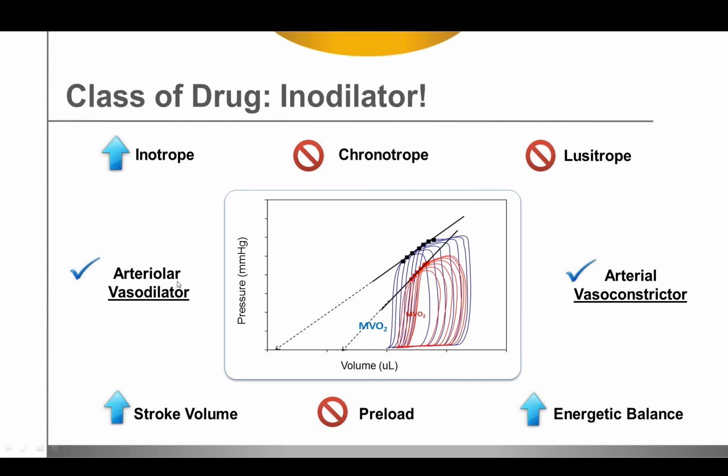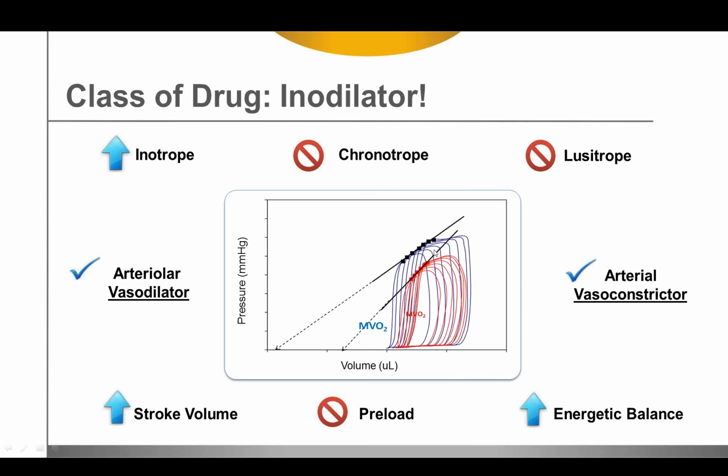there was arteriolar dilatation because we can calculate that quite easily from the ratio of arterial pressure to cardiac output or stroke volume. We know that there's arteriolar constriction for reasons that we'll show you shortly. We know that the stroke volume went up, that there was no change or little change in preload, and that the energetic balance actually went up. That is to say, the ratio of oxygen demand to oxygen delivery went up.